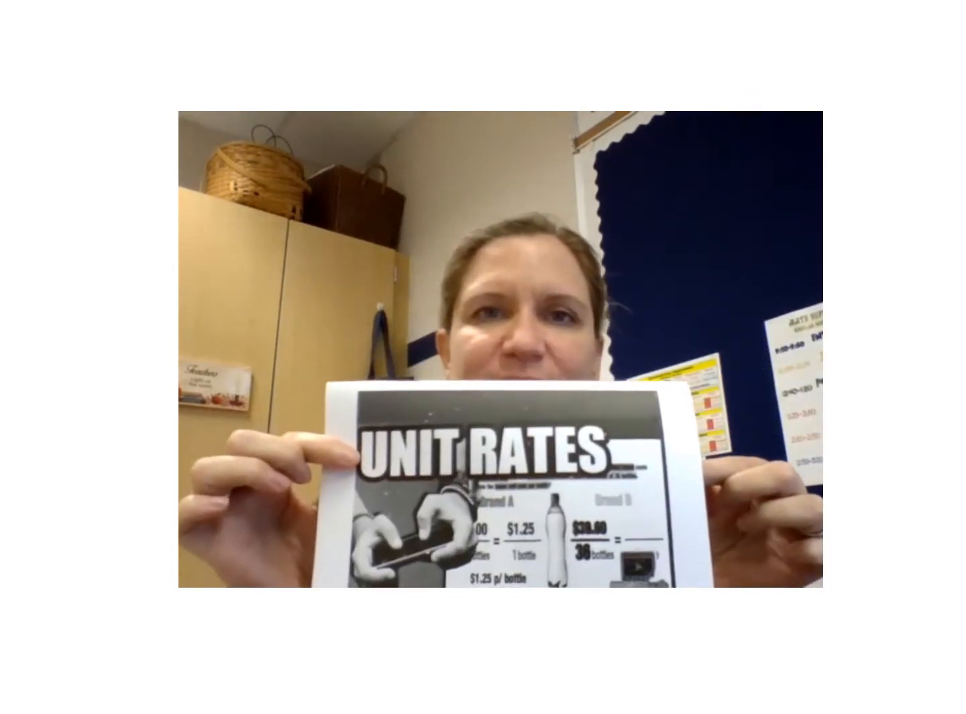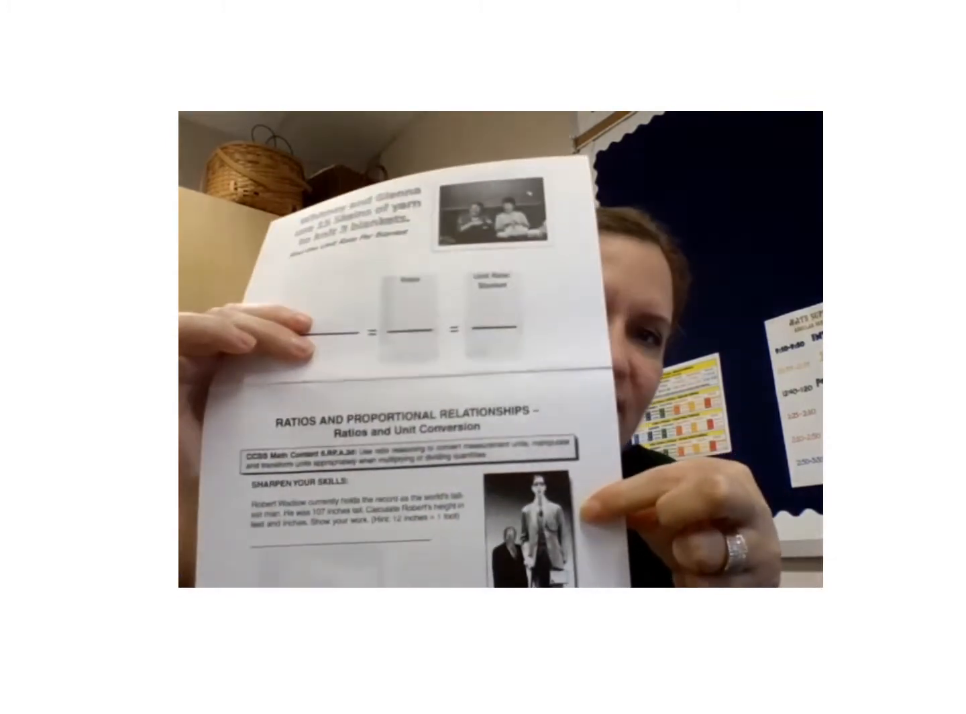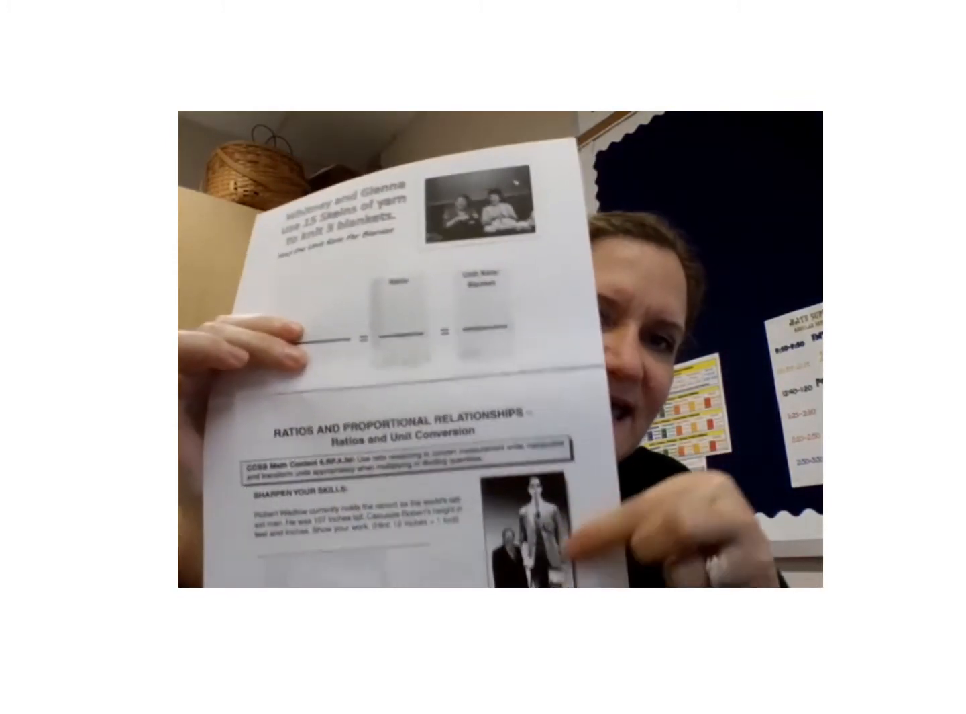Hello, boys and girls. Today you are going to need your unit rate booklet. And you're going to need to turn to the page that has ratios and proportional relationships. Okay, and it has the Robert Wadlow picture right here. And we're going to do this together. So make sure you have that as well as a calculator. All right? So make sure you have those things. And you need headphones, obviously. All right? And then we'll get started.